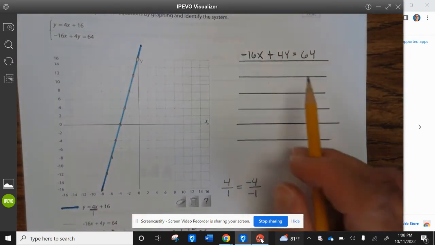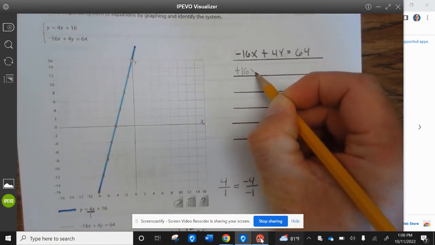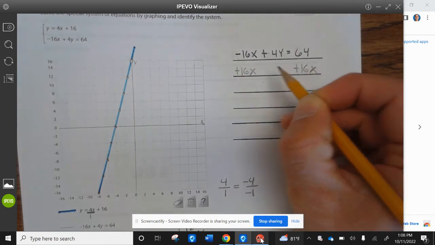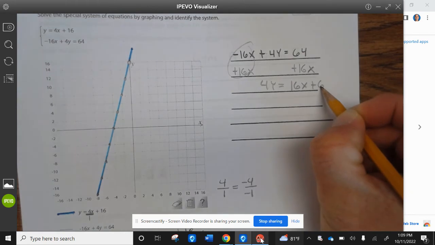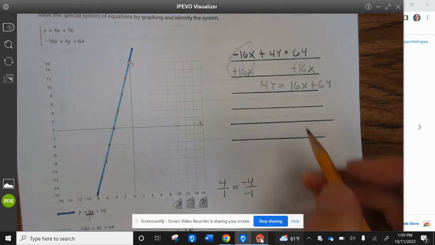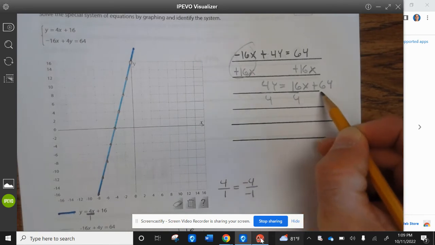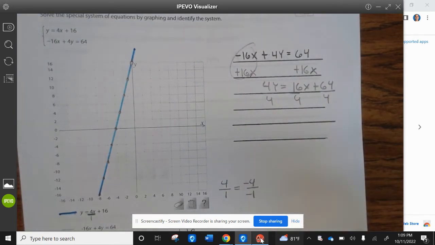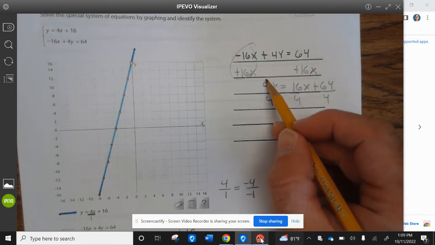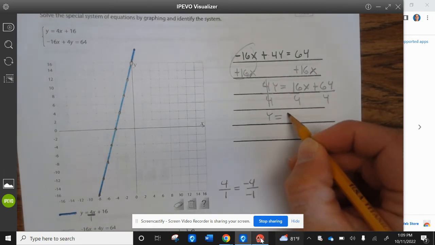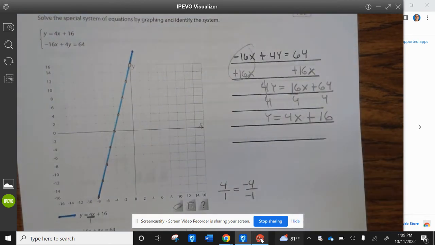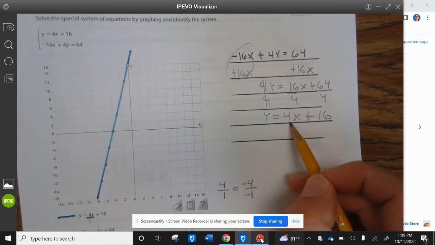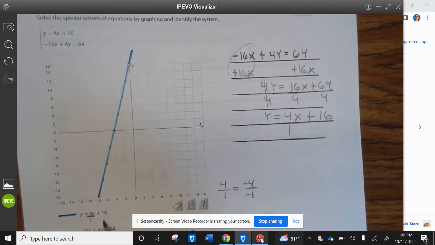Now, we can't graph the second one until we solve for y, so we're going to do that. So we're going to add 16x to both sides. So that becomes 0. You get 4y equals 16x plus 64. Okay. Divide both sides by 4. And then 4 divided by 4 is 1. You get y equals 4x plus 16. Okay. So to graph that, we start at 16, and you'll see that this and this are the same line.